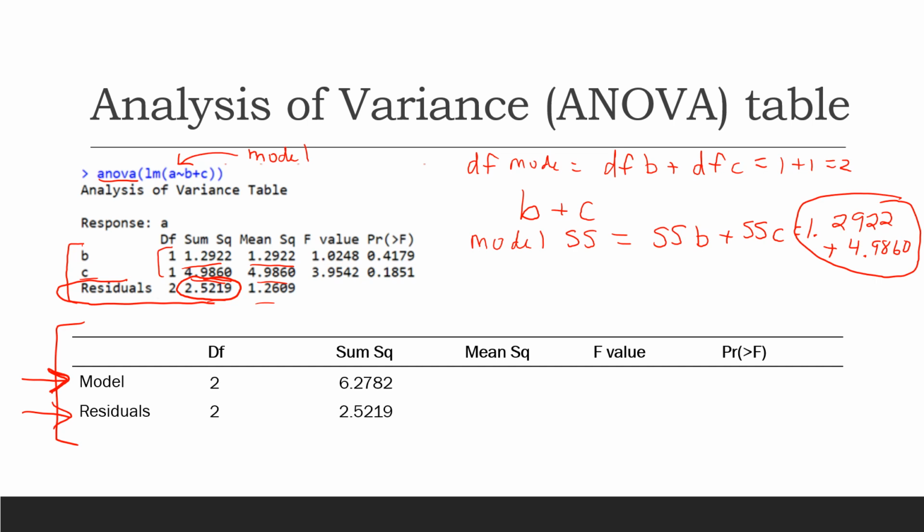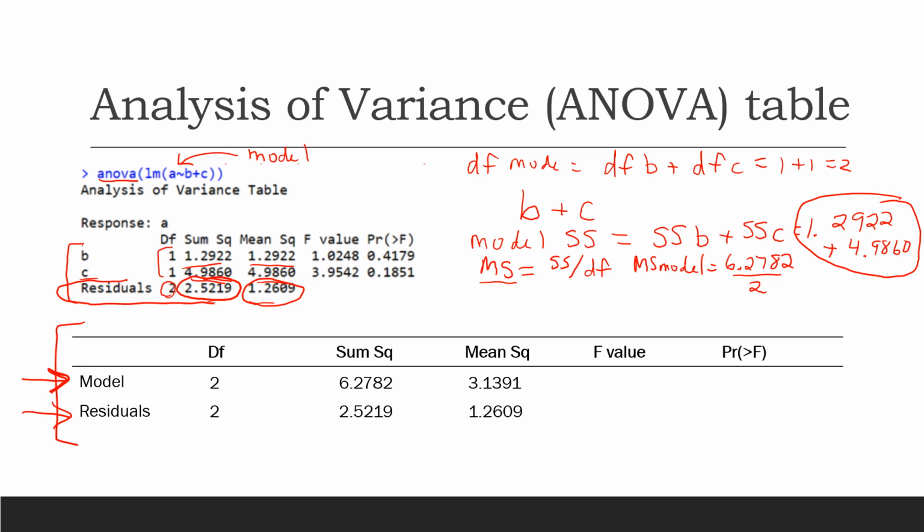Now the mean square is just equal to the sum of squares divided by the degrees of freedom. So for instance, the mean square for the model is going to be 6.2782 divided by 2 degrees of freedom. Gives us 3.1391, and the mean square here has already been found for us. But it was done by taking 2.5219 and just dividing it by the 2 degrees of freedom for the residuals.